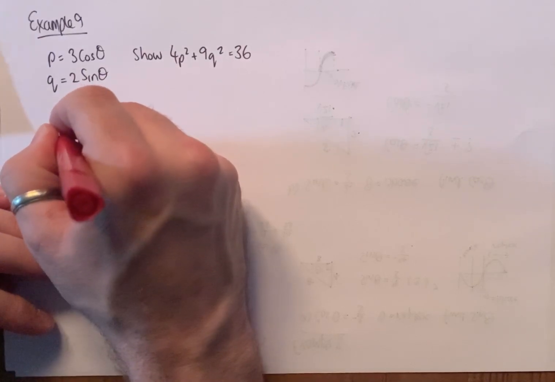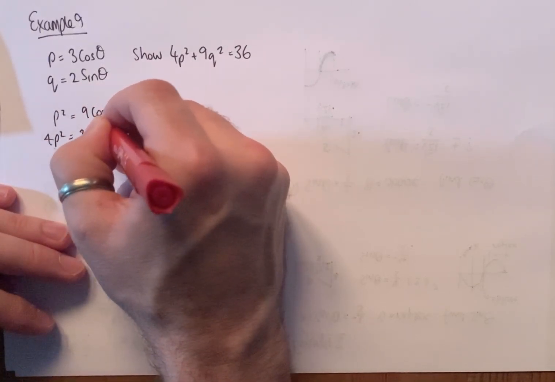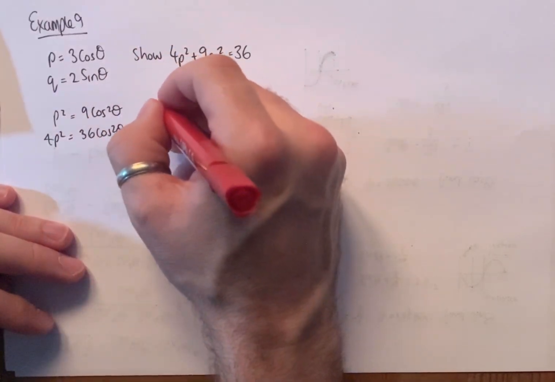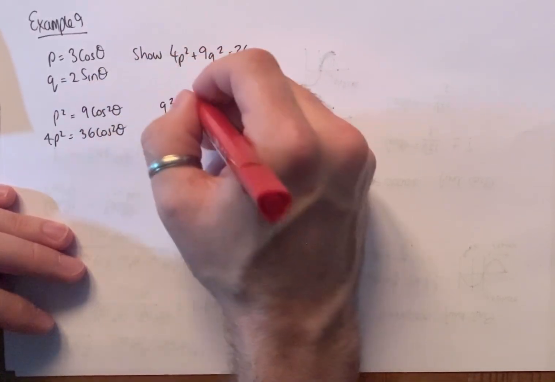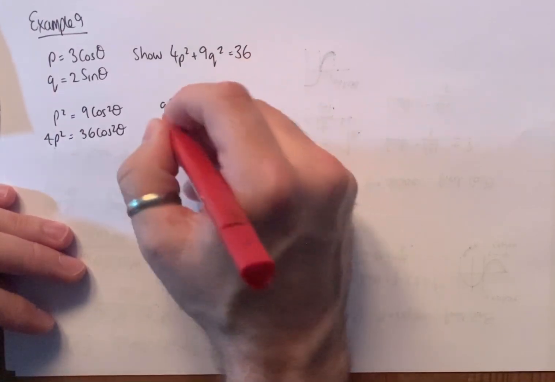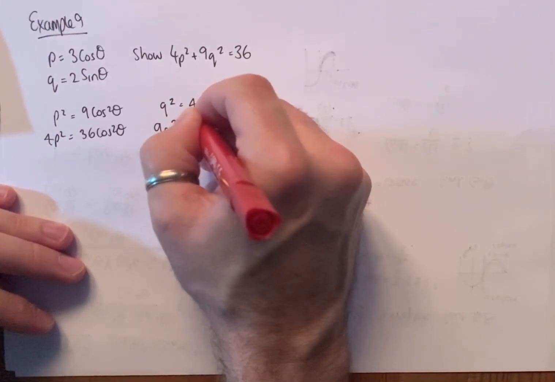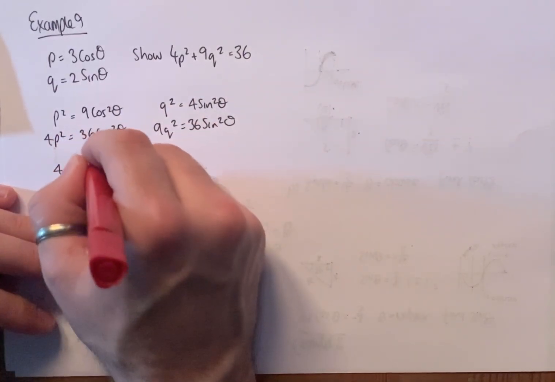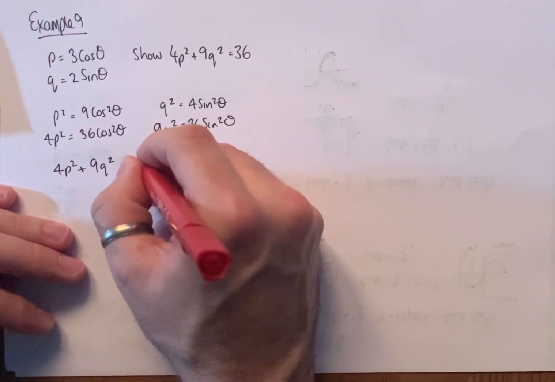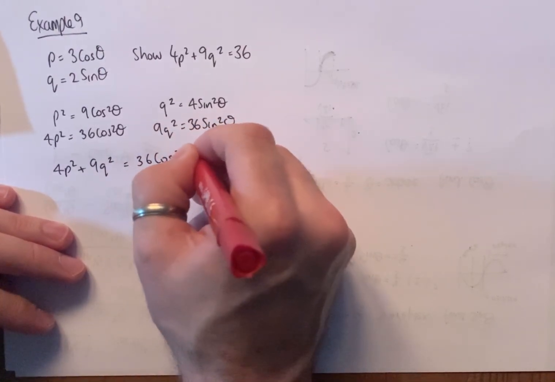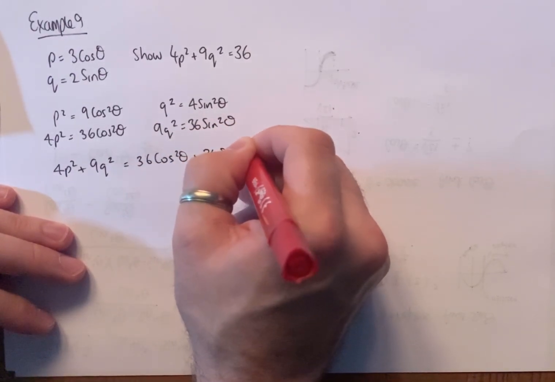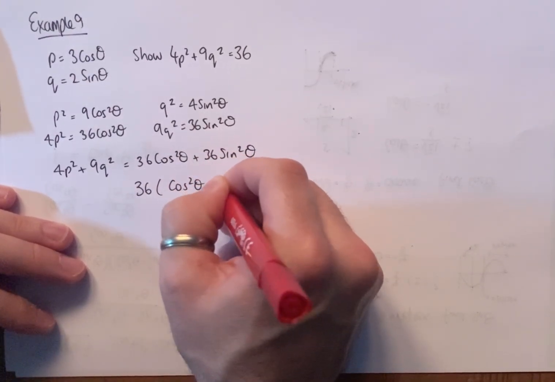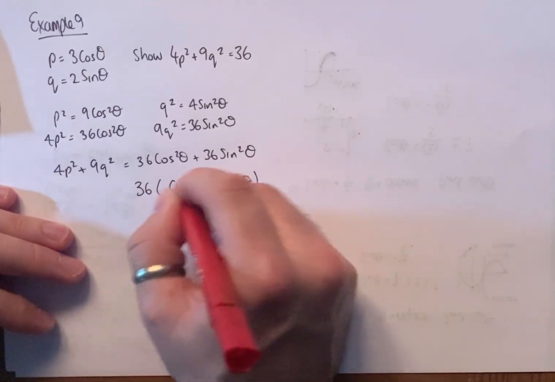So then 4p squared is going to be 36 cos squared theta. 9q squared, well, q squared is going to be 4 sine squared theta. 9q squared is going to be 36 sine squared theta. So add those two together, 4p squared plus 9q squared is going to be 36 cos squared theta plus 36 sine squared theta. Factorise 36 out. And then we know sine squared plus cos squared is 1.